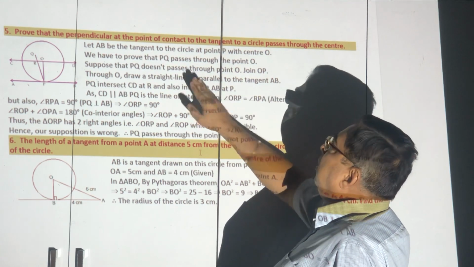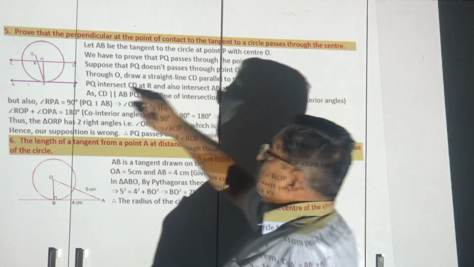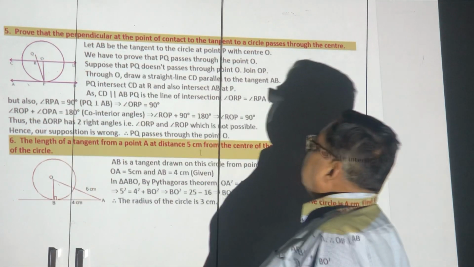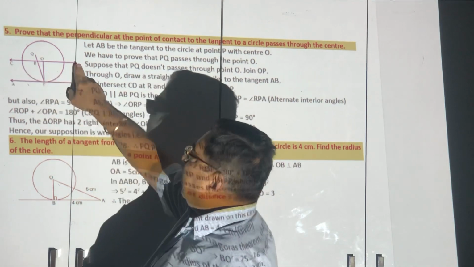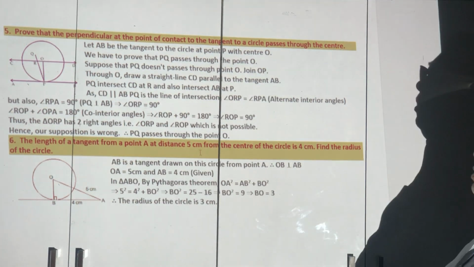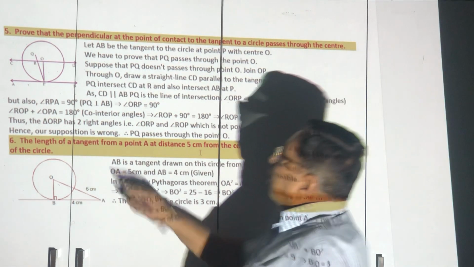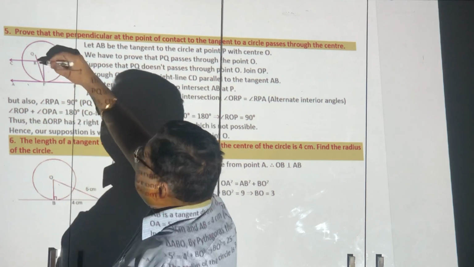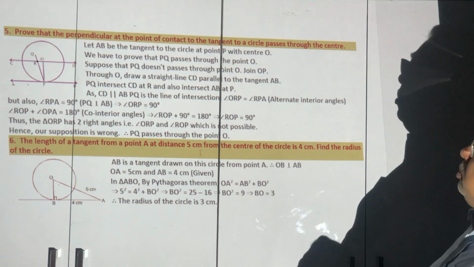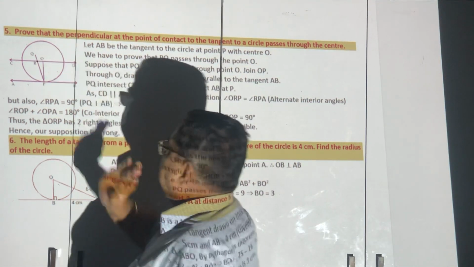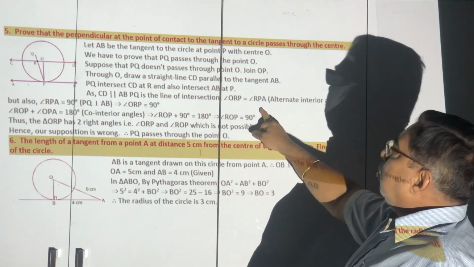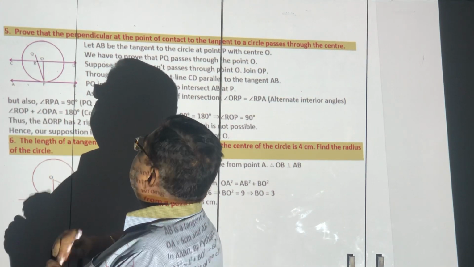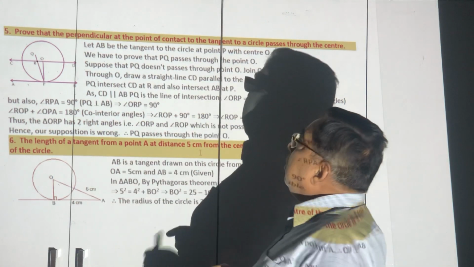Now we will say let it not pass through the point O. So through O, draw a straight line CD parallel to AB. Now it intersects at R. You see, it will cut at this point R. Now CD is parallel to AB by construction. Therefore, angle ORP is equal to angle RPA, naturally, if the lines are parallel.